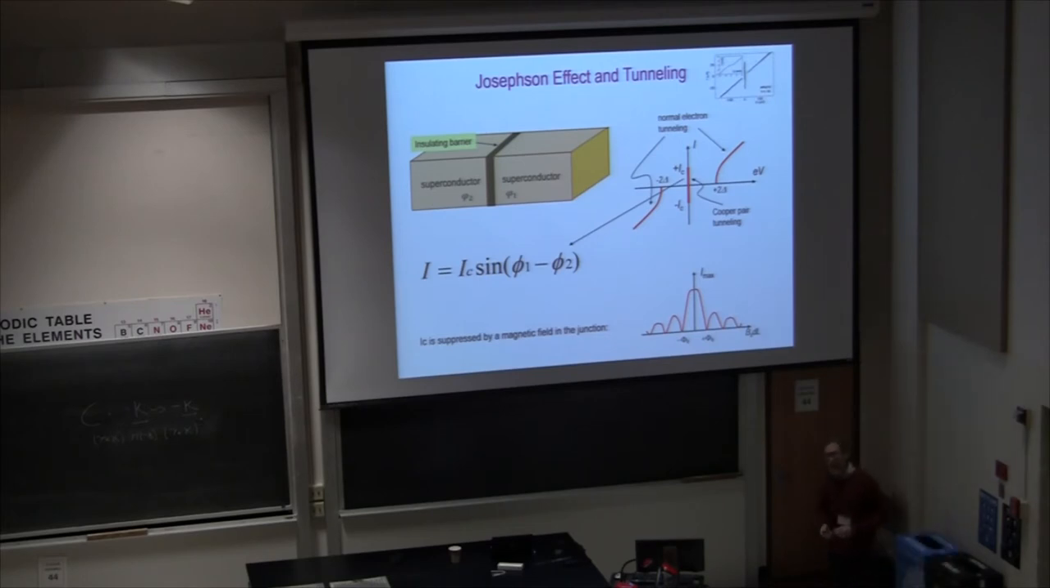Yeah? How do you vary the phase difference in this experiment? Well, okay. How you vary the phase difference is a very good question. But in practice, you'll get random phases showing up between these two, and you'll be able to see what the maximum critical current is from that. So you can just repeat the experiment many times, and you'll get a variety of critical currents, and then you'll see that you get a maximum.